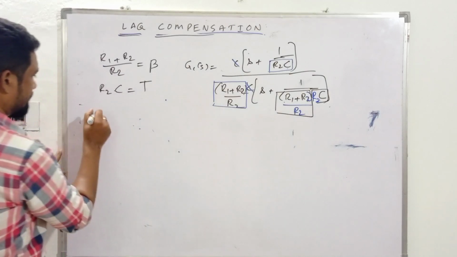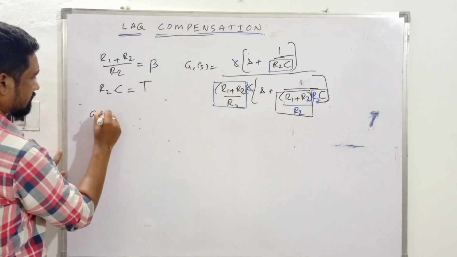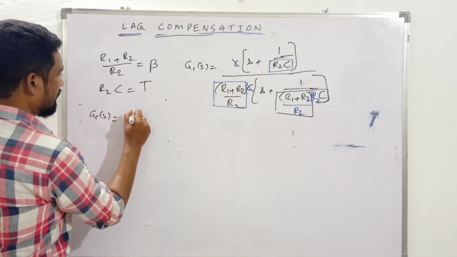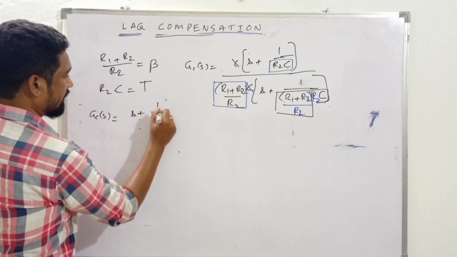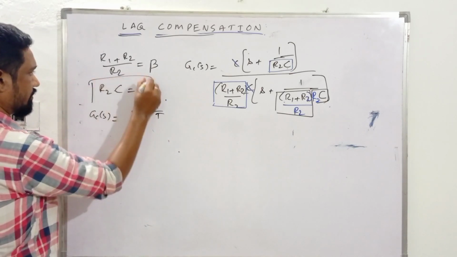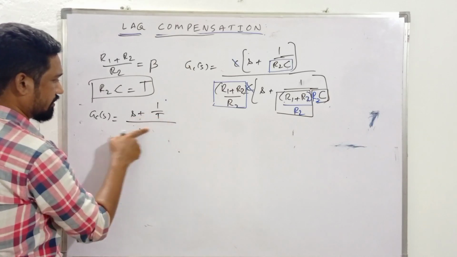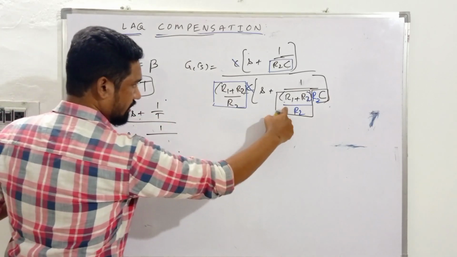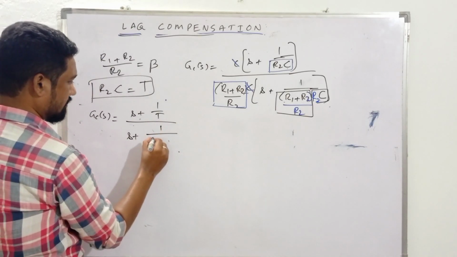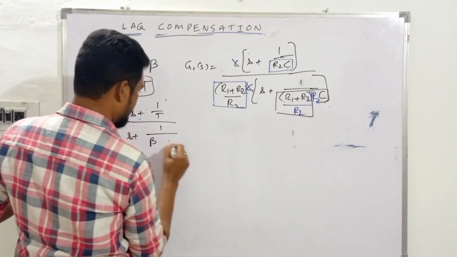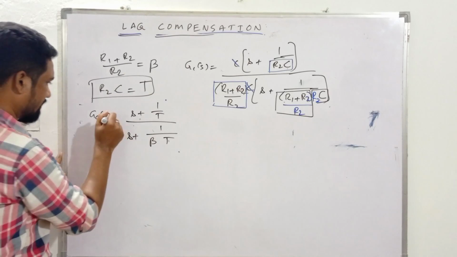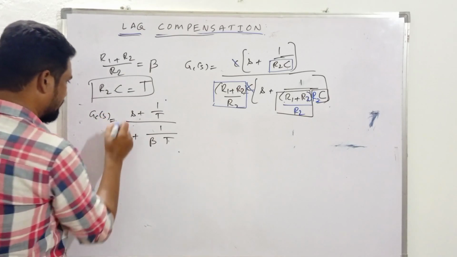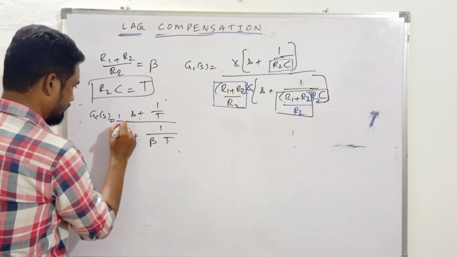So in that case, GC of S will take the form S plus 1 by T, like this one, R2 into C, the product R2 into C equal to T, considering, and S plus 1 upon beta, R1 plus R2 by R2 being beta, and R2 into C, it's T again. And guys, we have a beta over here, 1 upon beta, all right.